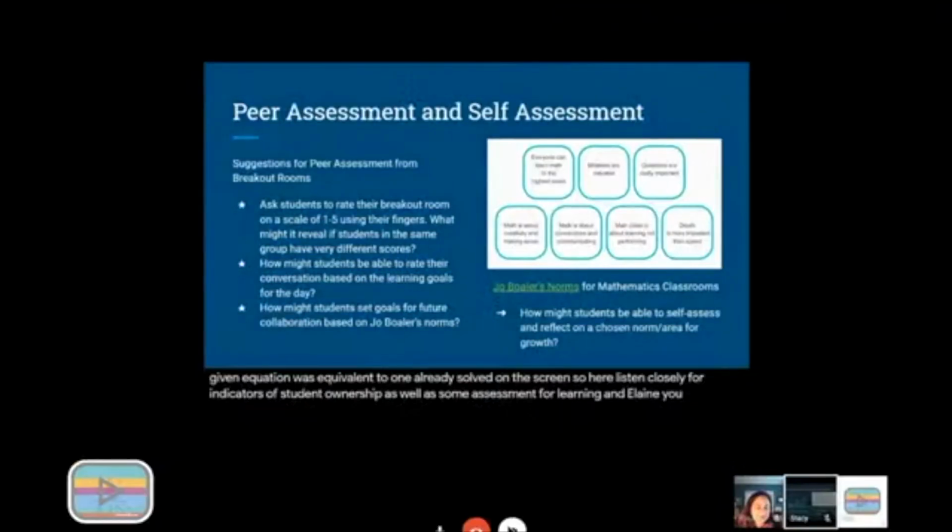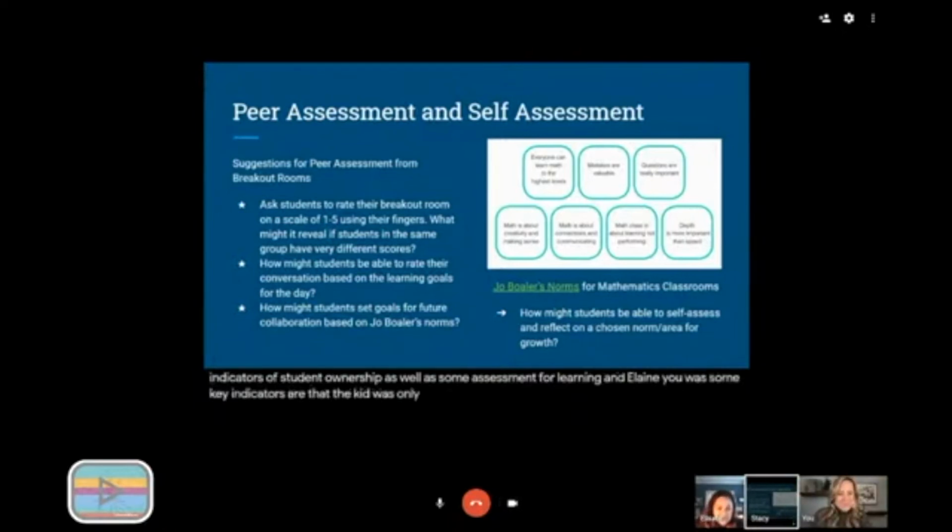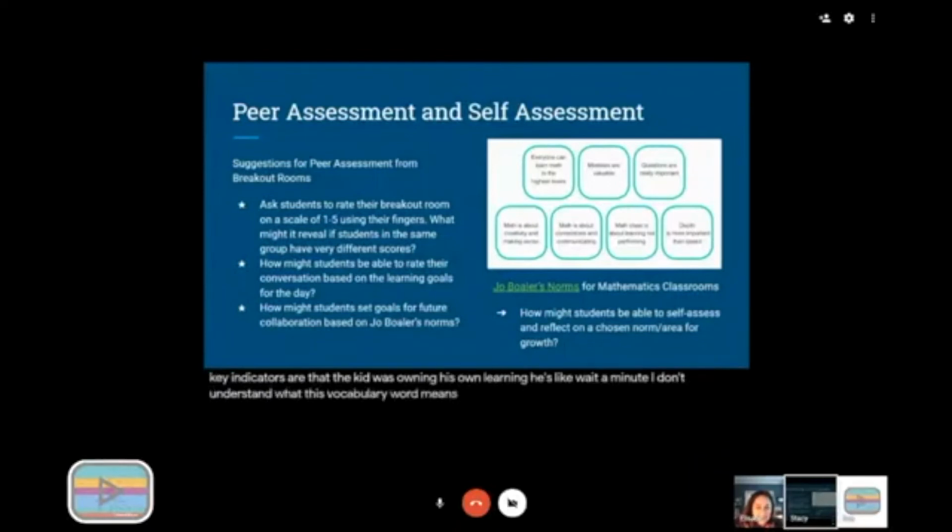Awesome. That was exciting that they are like, wait a second, inverse. Does that mean opposite? I absolutely loved it. There were some key indicators there that the kid was owning his own learning. He was like, wait a minute, I don't understand what this vocabulary word means in relation to this problem, but hey, I'm going to ask. But before the teacher could even respond, the kids supported him. They said, no, dude, it's just the opposite, or backwards, and they really tried to work together in that collaborative learning.